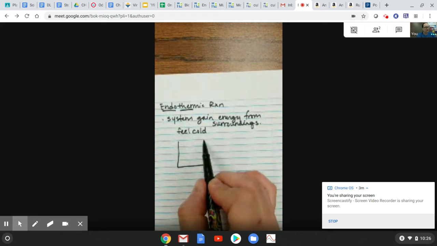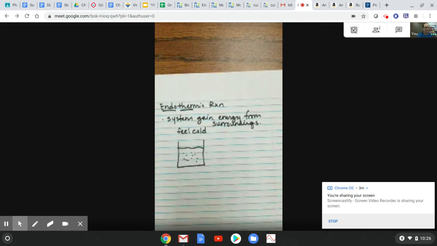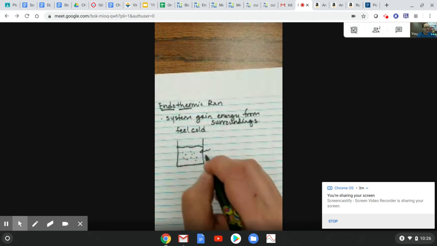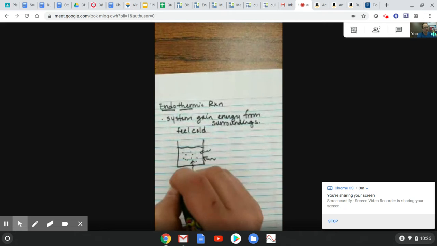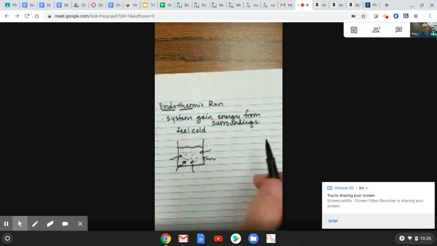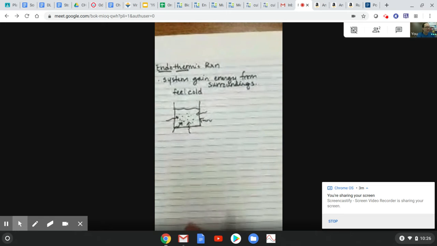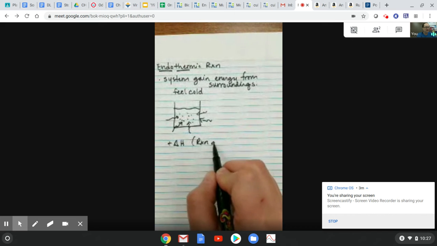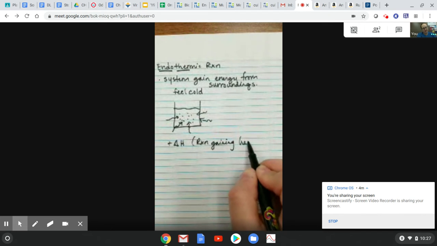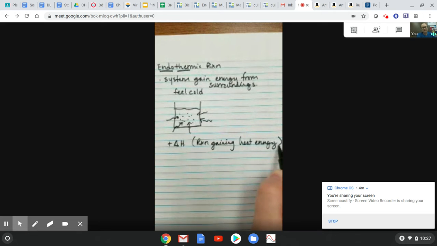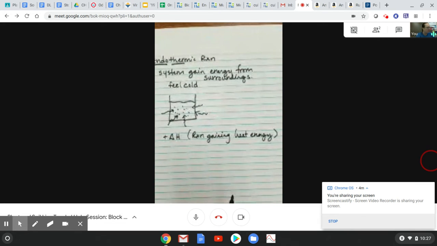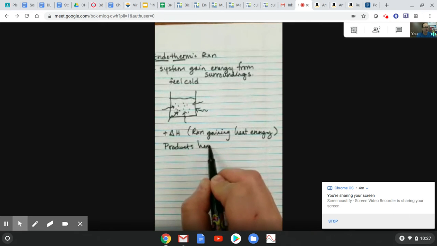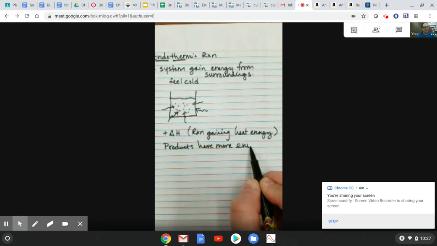So if you were to look at the reaction happening inside of this beaker, the reaction is the system in there, and heat energy is being taken from the surroundings. So it's going to feel cold all around it. Another way to show this is a positive delta H because the reaction is gaining heat energy. It's stealing it from the environment. So it's a positive delta H. My products have more energy than the reactants did to start with.